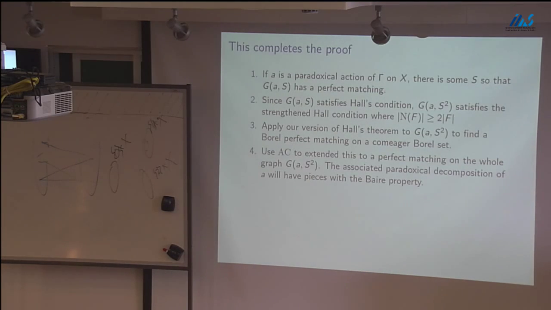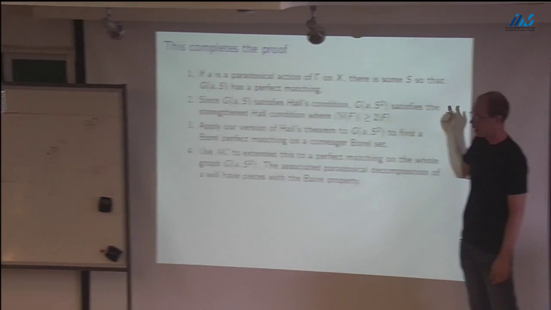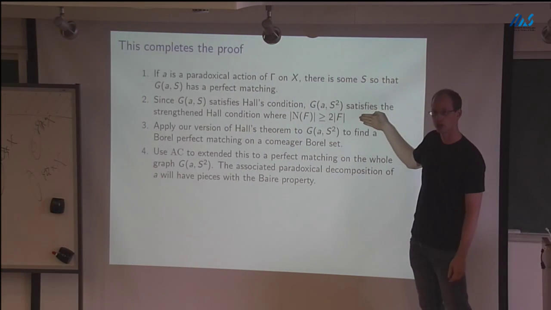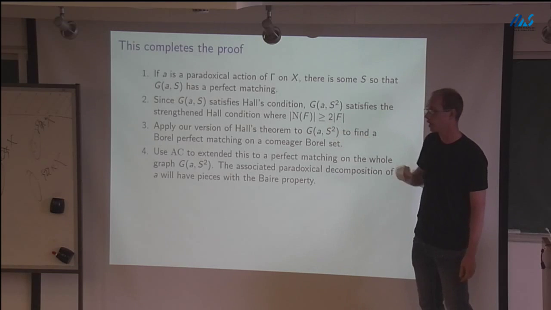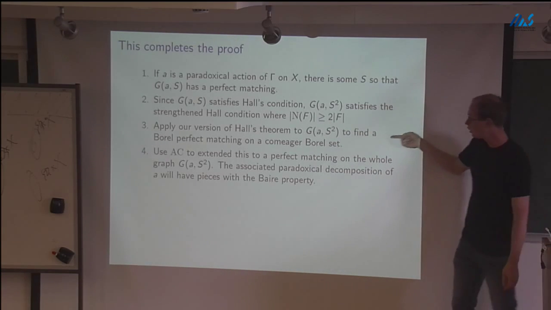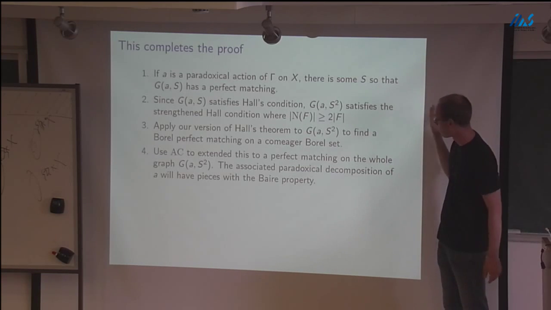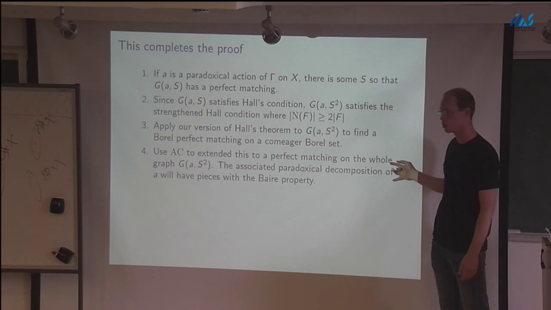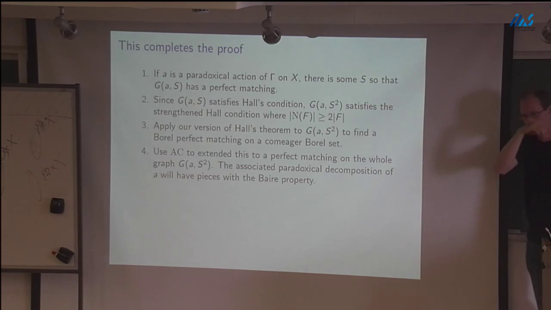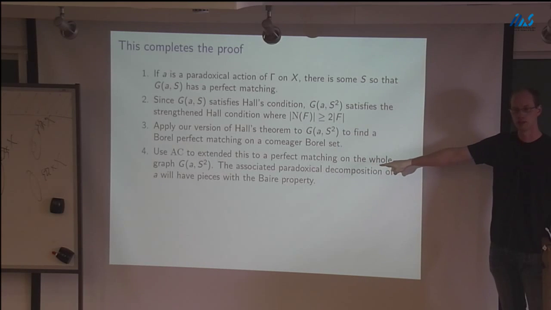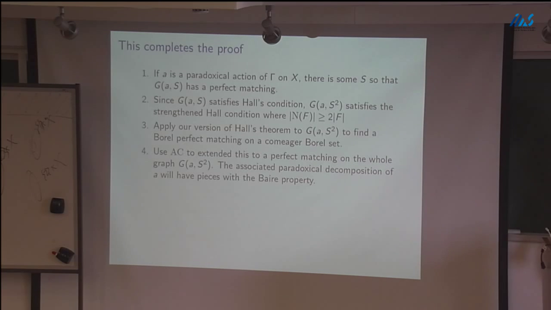All right, so that's the proof. Suppose you have a paradoxical action. So you can find some associated finite set of group elements so that this has a perfect matching. It satisfies Hall's condition. Our amplification trick says you satisfy Hall's condition with a factor of 2 on F. So now you can apply our version of Hall's theorem for Baire category to find a Baire measurable, or rather a Borel perfect matching on a co-meager set. Use choice to extend that to a perfect matching on the whole space, but you'll still have the Baire property since you're Borel in some co-meager set with each of the pieces, and that's it, you're done.